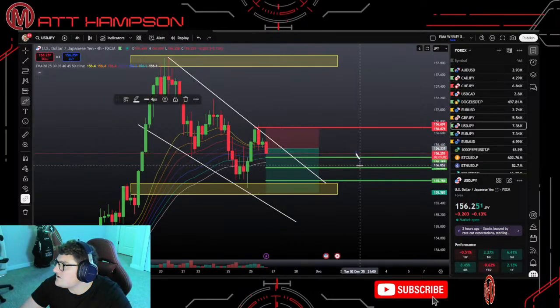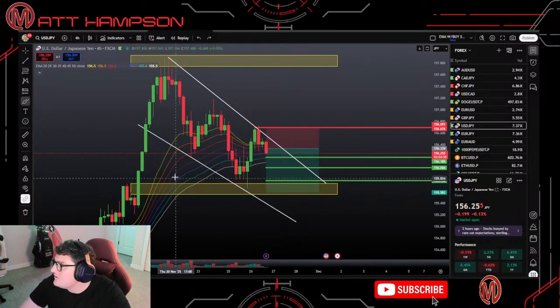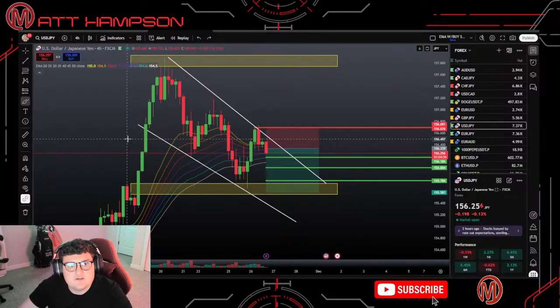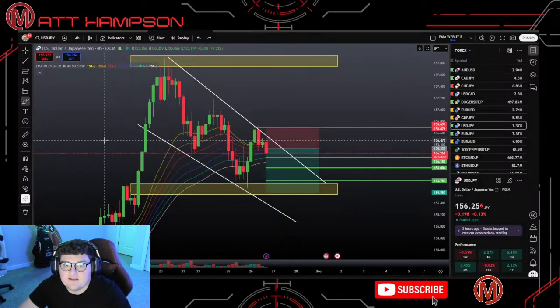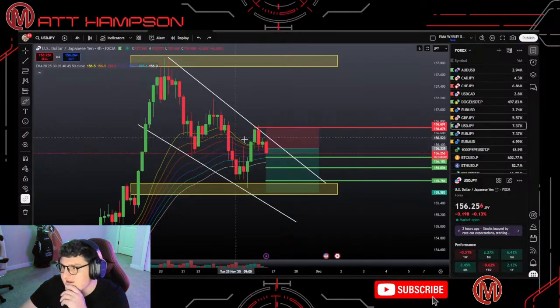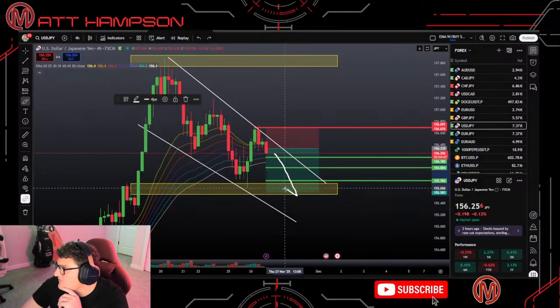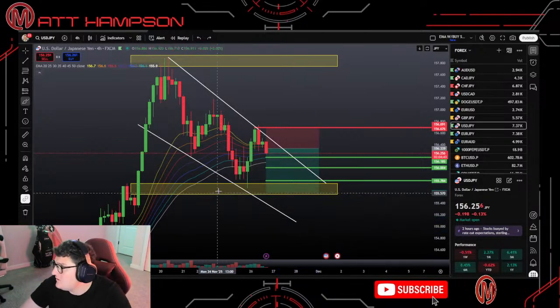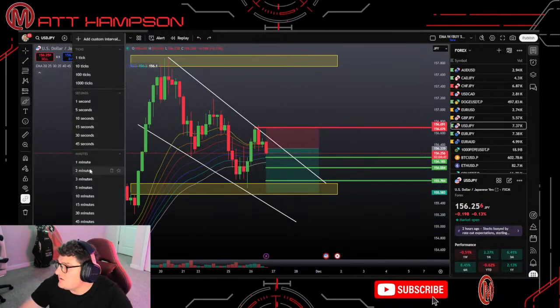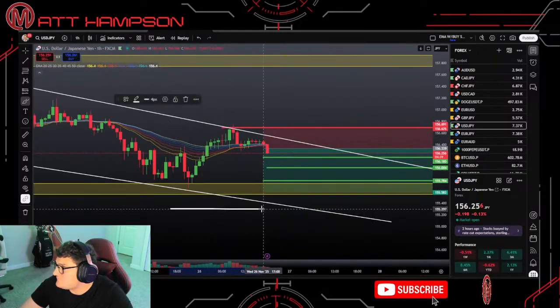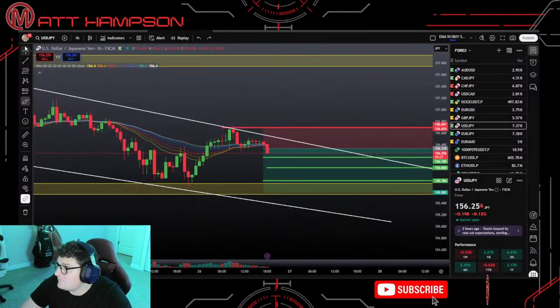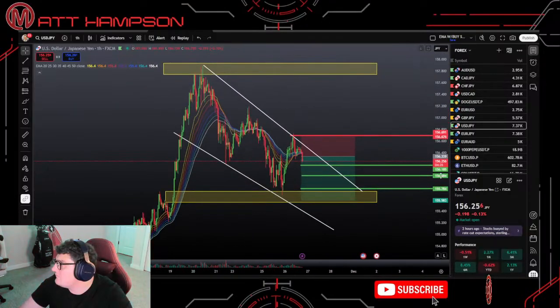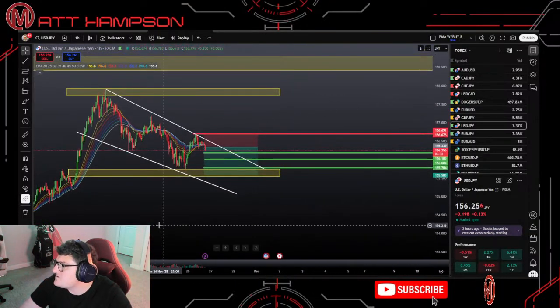Our TP1's right here, TP2's right here, TP3's right here. We're going to sell on USD JPY, and it's not too late to get in. You can totally get in now, because we're going to see it move toward the downside, ideally toward the bottom of this channel. That's what I'm looking at here.